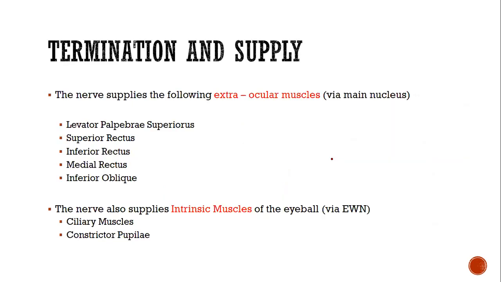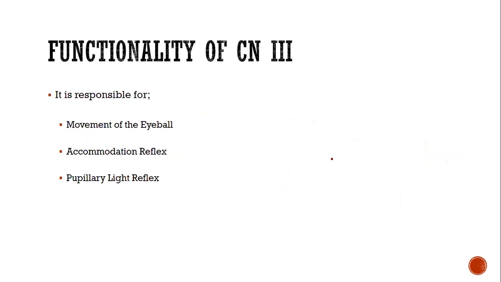So it terminates by supplying the extraocular muscles, including levator palpebrae superioris, superior, inferior, and medial recti, and inferior oblique muscle. And the parasympathetic fibers coming from the Edinger-Westphal nucleus are responsible to supply the intraocular muscles, which are known as ciliary muscle and constrictor pupillae. As far as its functionality is concerned, this oculomotor nerve is responsible to move the eyeball, and it is responsible for two reflexes known as the accommodation reflex and pupillary light reflex.